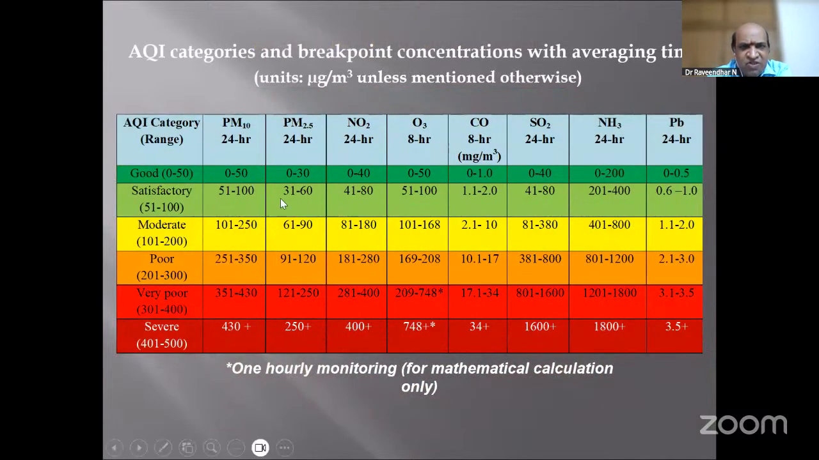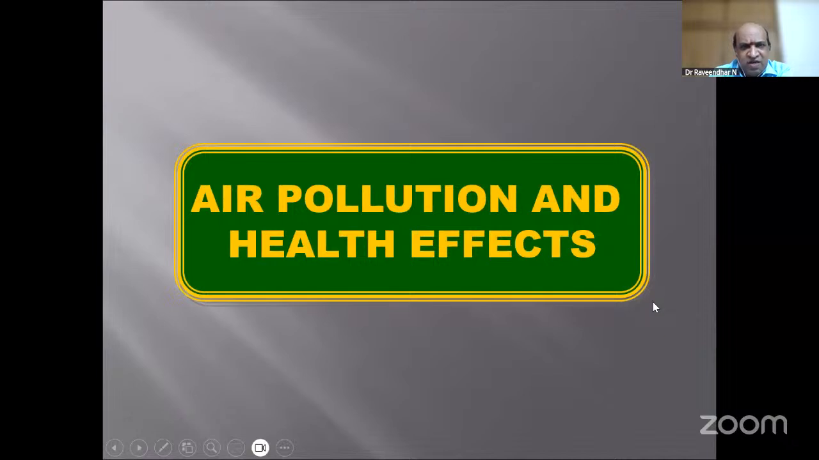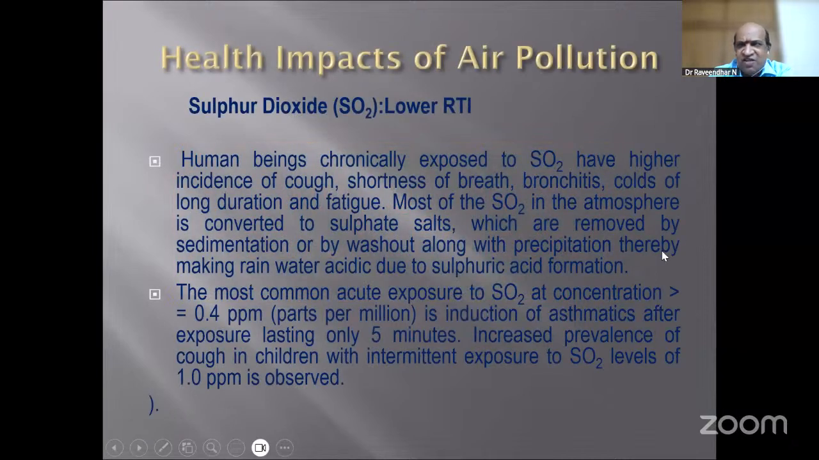Each parameter we have given marks like this because PM10 and PM2.5 are highly dangerous. That's why their marks are very high. Nitrous oxide is okay. Like this we have given severe and other categories. A mathematical calculation was given, that means how this calculation is done. Based on this, we have a minimal impact with color coding. Air pollution and health effects, we will discuss slightly.